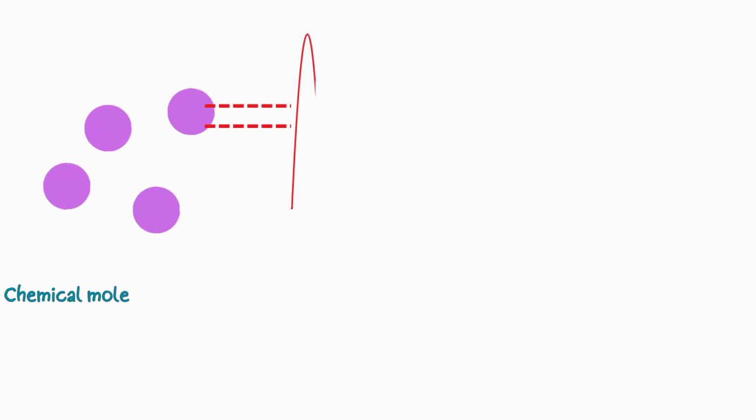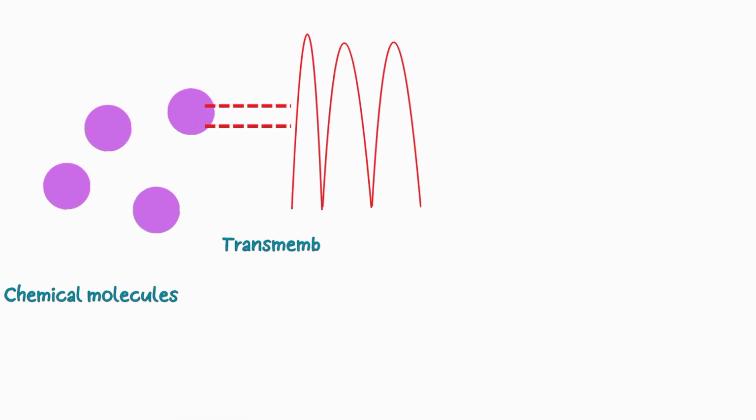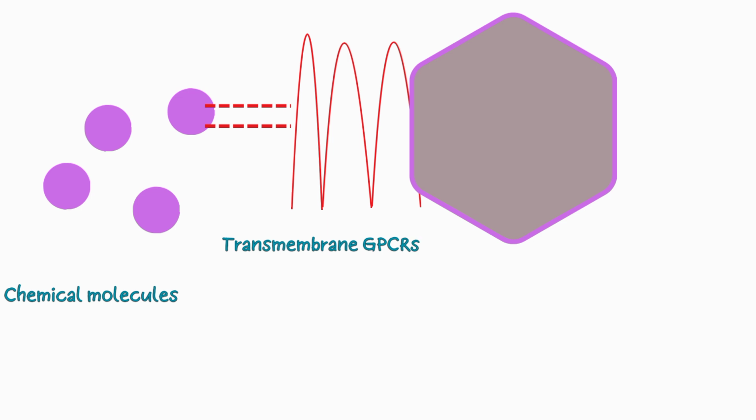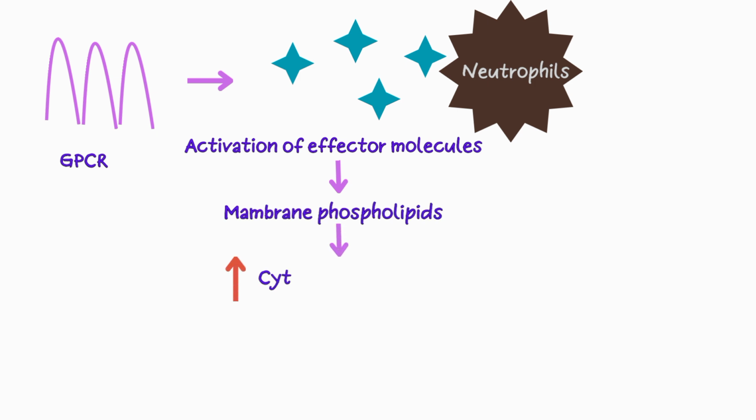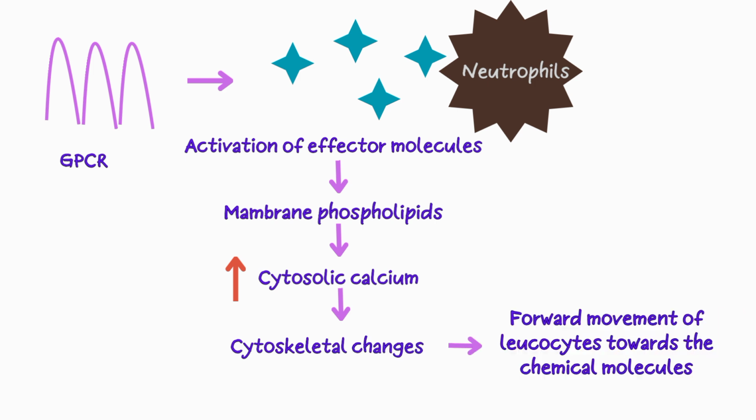These chemical molecules bind to specific transmembrane GPCRs, which are receptors present on the surface of leukocytes. After that, GPCRs send signals for effector molecules on neutrophils. Then these effector molecules act on membrane phospholipids and increase cytosolic calcium. This results in cytoskeletal changes. These changes result in forward movement of the leukocyte towards the chemical molecules. With this we are done with exudation of leukocytes.